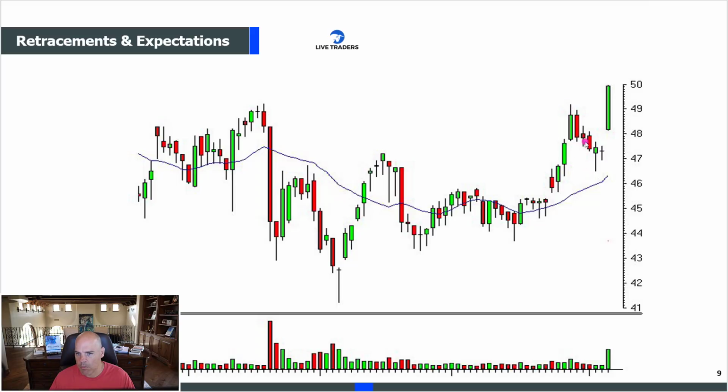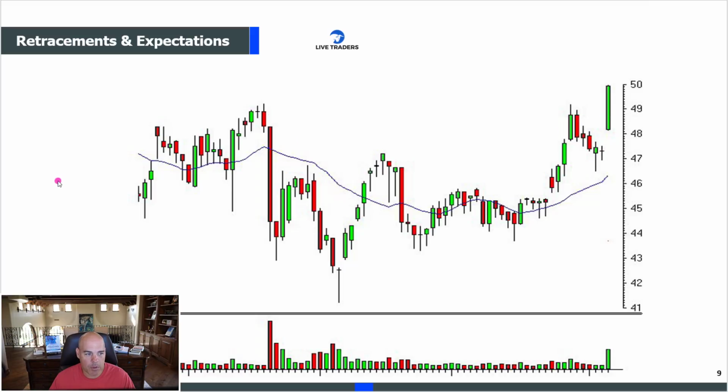This becomes much more buyable. You'd get in at like 47.50 with a stop at 46.50, but your target's 49. Why is the target 49? The target's 49 because it's a double top. You're not expecting to overcome this double top. Now, in this case, the stock gapped up, did not give you an opportunity to get in it, okay?